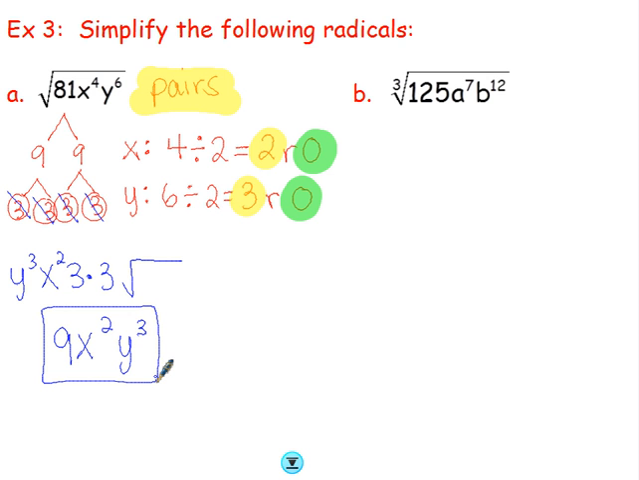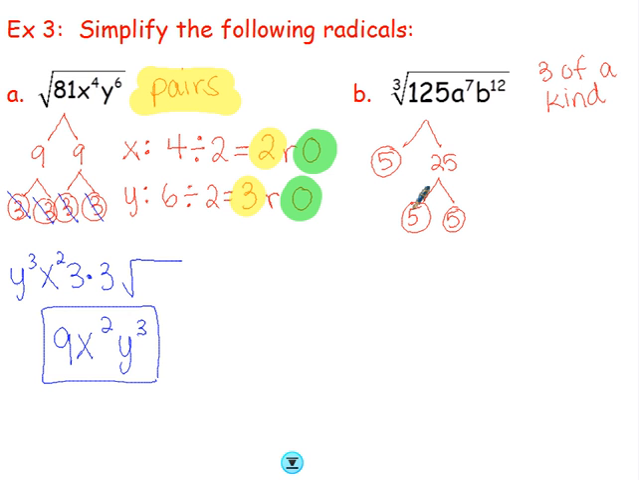Let's take a look at B together. First of all, cube root means 3 of a kind. 125 is 5 and 25. 5 is prime. 25 is 5 times 5. Those are both primes.